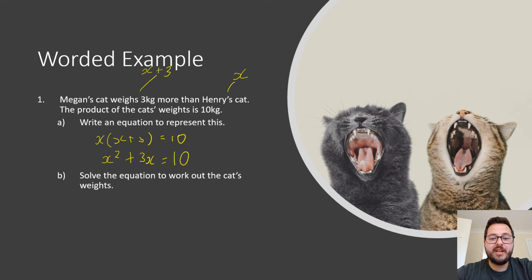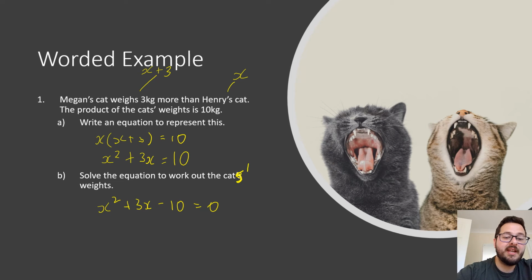Now we want to solve the equation to work out the cats' weights. That is frustrating me that I put the apostrophe the wrong way around. So apostrophe after the s because it's more than one cat. And then we want to take away the 10 from both sides. So x squared plus 3x minus 10 equals 0. So we want two numbers that times to make minus 10 and add to make 3. Well, that is going to be x minus 2, x plus 5. And then we swap the signs. So x is either 2 or minus 5.